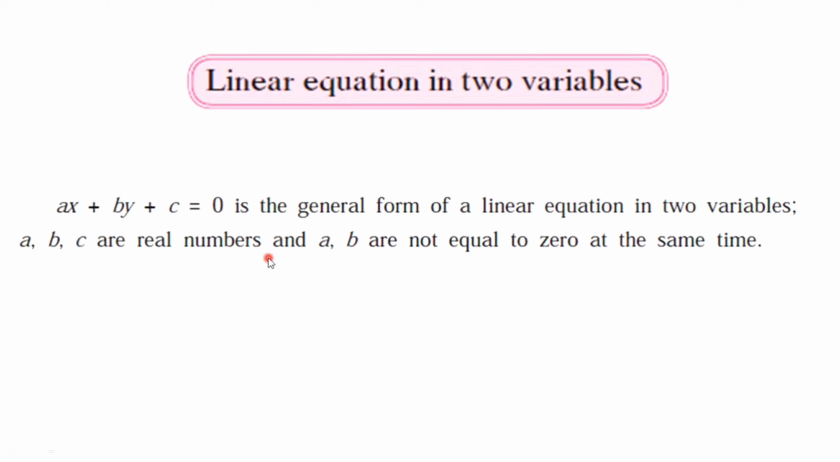And one condition is applied here that a and b are not equal to 0 at the same time, because if a and b are equal to 0 at the same time, then it will not be a linear equation in two variables. That's why they must not be equal to 0 at the same time. So this is the general form of linear equation in two variables.